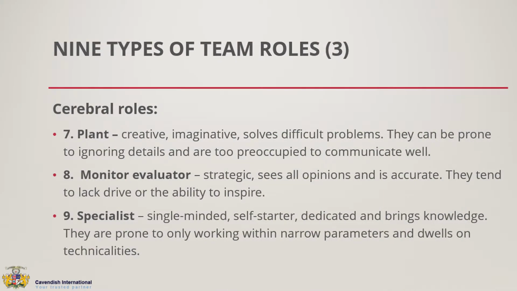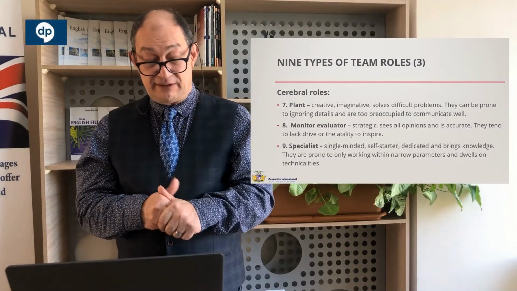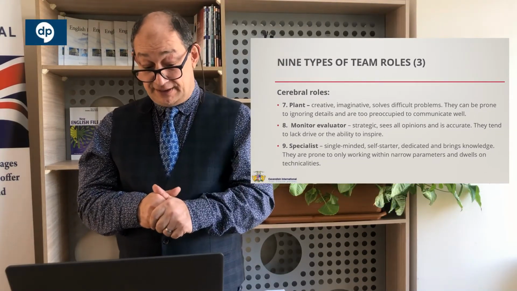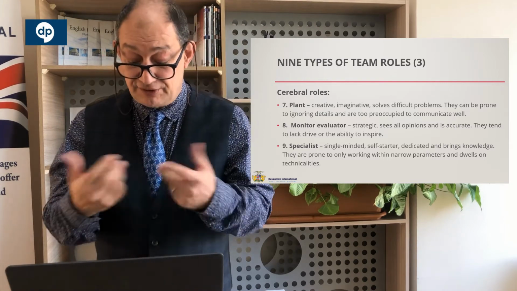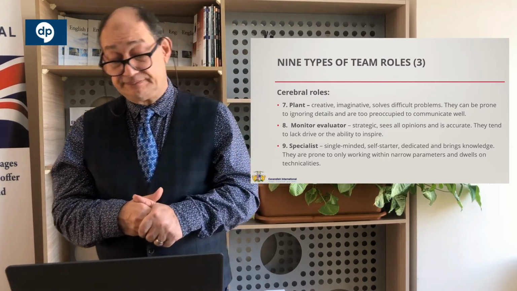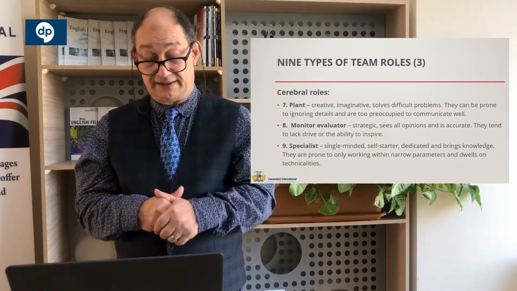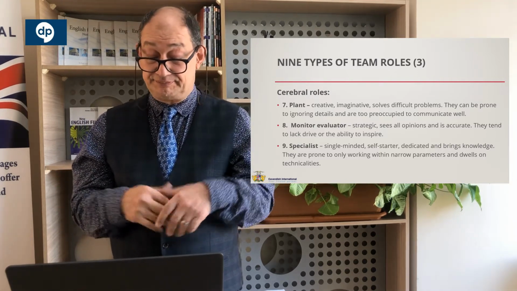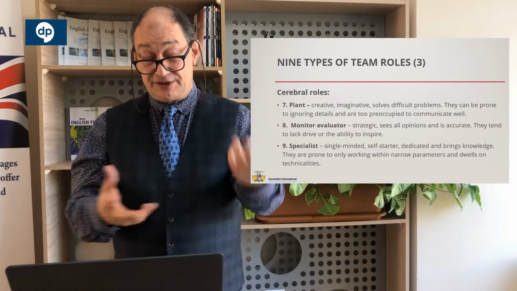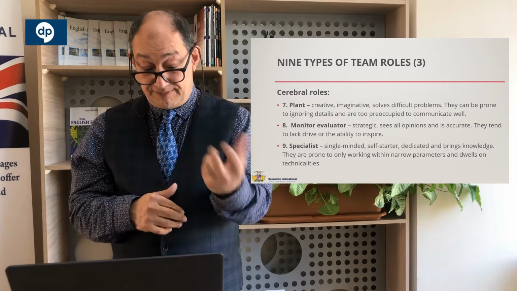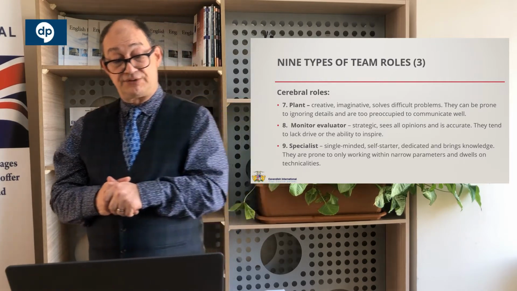And cerebral roles, these are the 3 other kinds, which we call plant, monitor evaluators, and specialists. Now the plant people, these are creative, imaginative, they solve problems, they can ignore things, they are usually preoccupied to say whatever they want to say. So you have to manage them, but they bring creativity and imagination into the team.